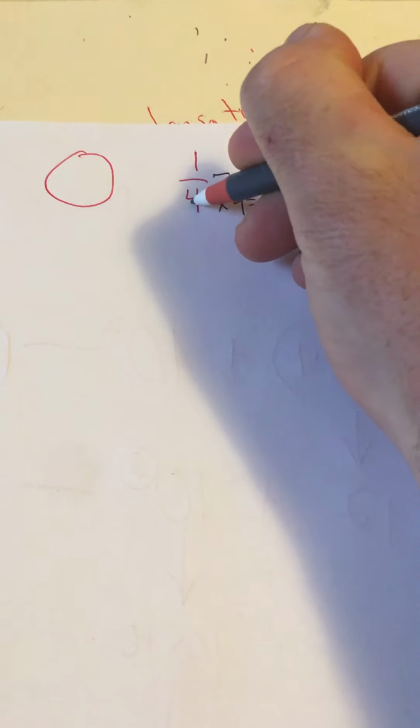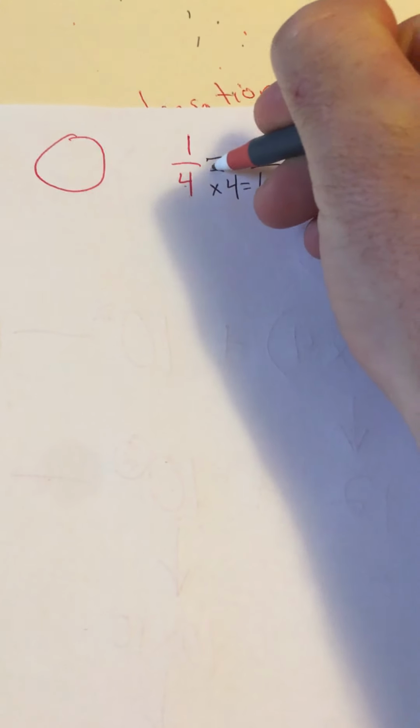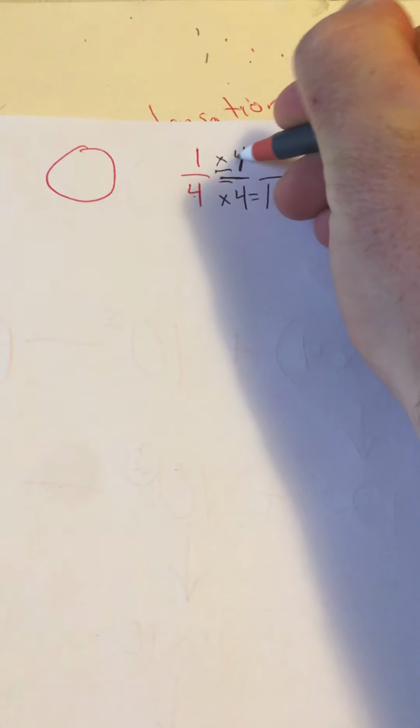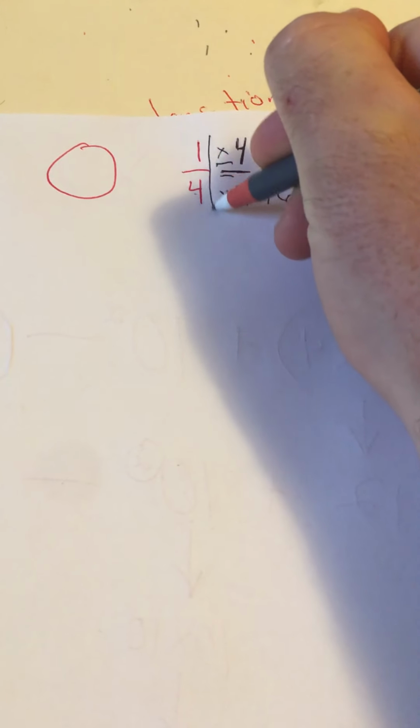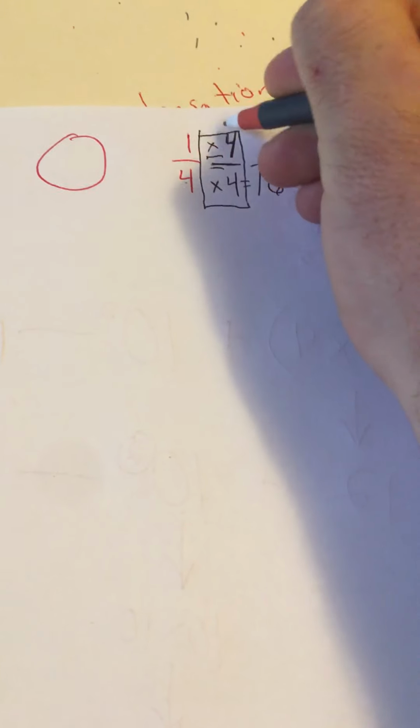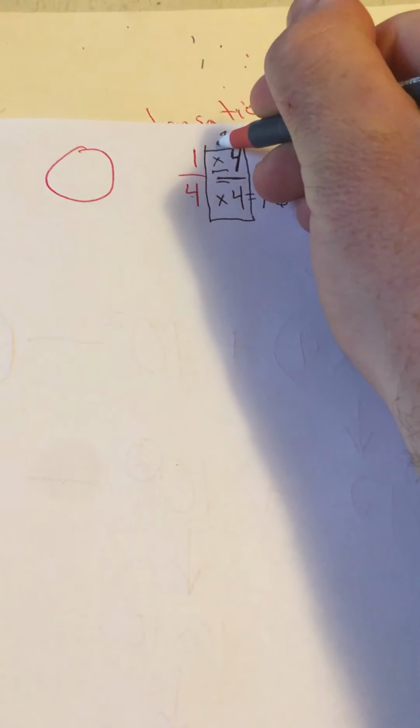So since we multiplied the denominator times 4, we're going to have to multiply the numerator times the same number, times 4. That way, I've been saying this a lot, we really multiplied that fraction times 4/4. And 4/4 equals 1. And when you multiply a number times 1, it doesn't change that number.